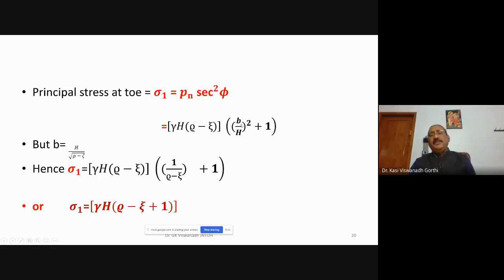1 plus tan squared phi, where tan phi is B by H from the figure. It's a triangular section, so 1 plus (B by H) squared. But what is B now? B is H by square root of rho minus zeta. If you substitute, sigma 1, the principal stress at the toe, will be equal to gamma H into rho minus zeta plus 1.